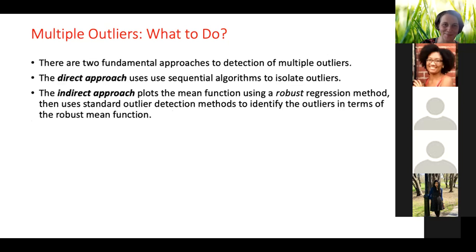That is problematic. And so there are two fundamental approaches to detect multiple outliers. The first one is called a direct approach that uses sequential algorithms to isolate the outliers. And the second one is called an indirect approach, and that fits a mean function using a robust regression method. This robust regression method either removes outliers from the data set or estimates a model, or it downweights the outliers so that they have less of an influence on the estimation of the model.